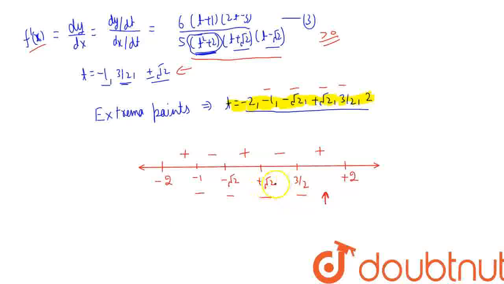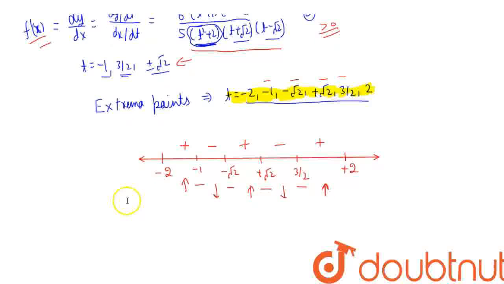In the range from plus root 2 to 3/2 we have the decreasing function, because here we have the minus sign for this f dash x function. In the range from minus root 2 to plus root 2 we have the increasing function, here we have the decreasing, and on a similar basis in the range from minus 2 to minus 1 we have the increasing function.